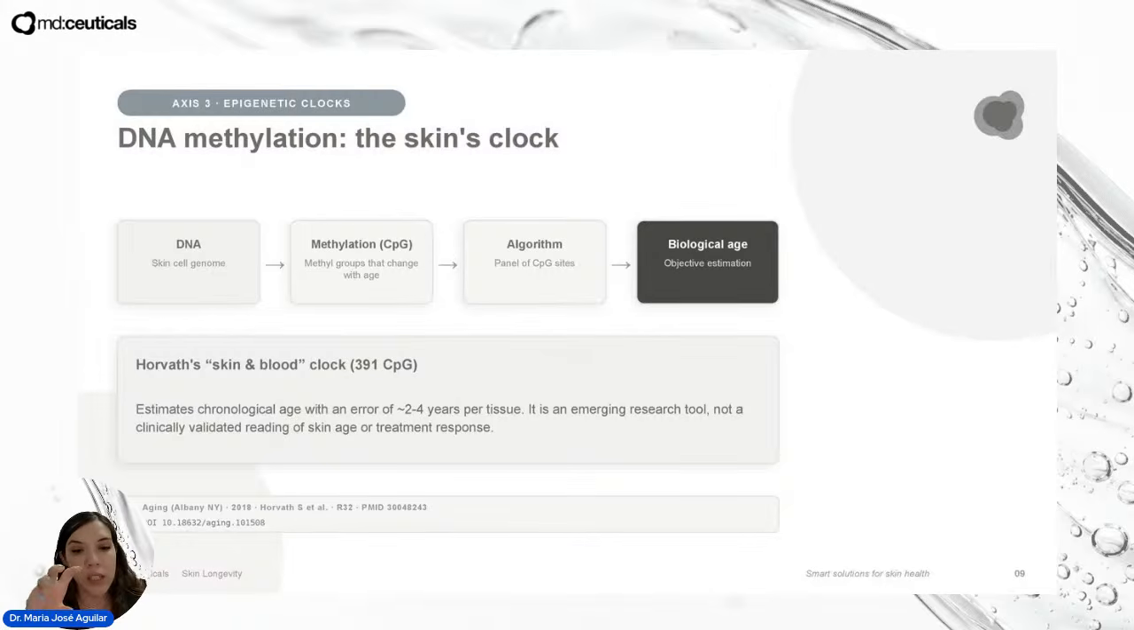As you know, when this methylation process starts, and we have this change of the methylation in the DNA, we start to see a degradation of the replication of the DNA and of all these proteins, and in the end, this impacts the biological age. So normally, when we identify these methylation groups, we can see more or less between 2 to 4 years of difference from the chronological age.